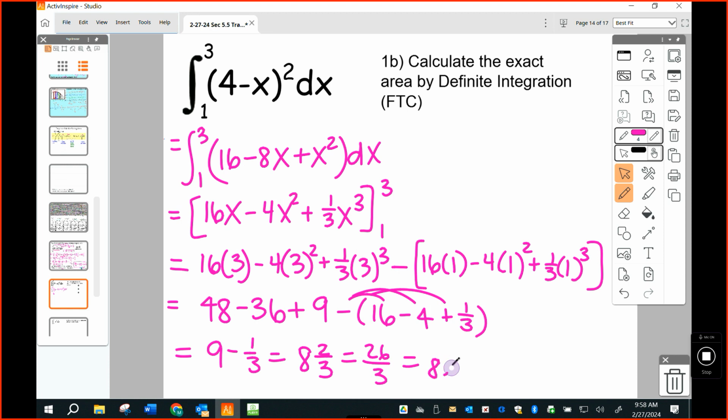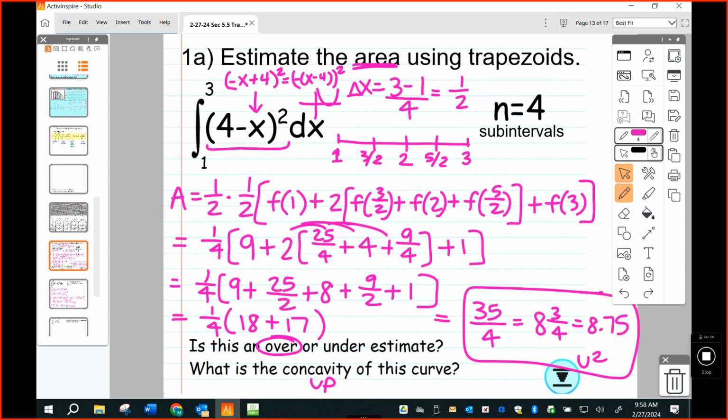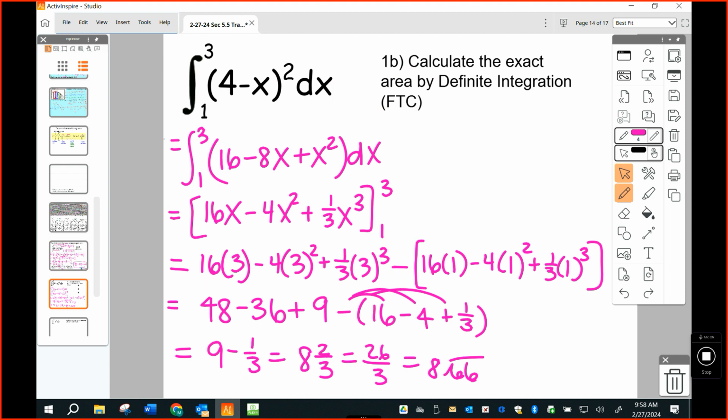26/3. I'm just writing this so we can compare it to our trapezoidal approximation. Our trapezoidal approximation was 8.75. We said that was an overestimate. The actual area is 8.67, so it really wasn't that big of an overestimate. Any of those answers are acceptable.